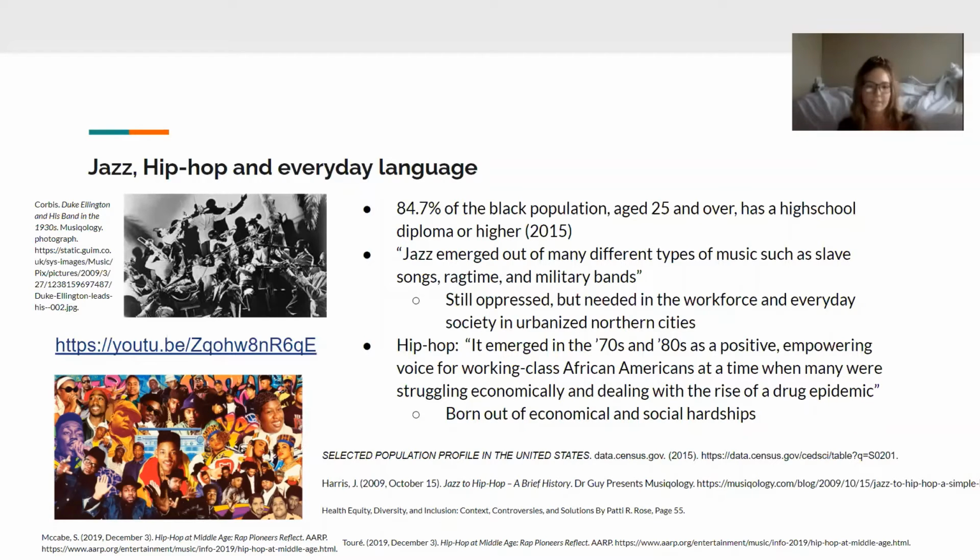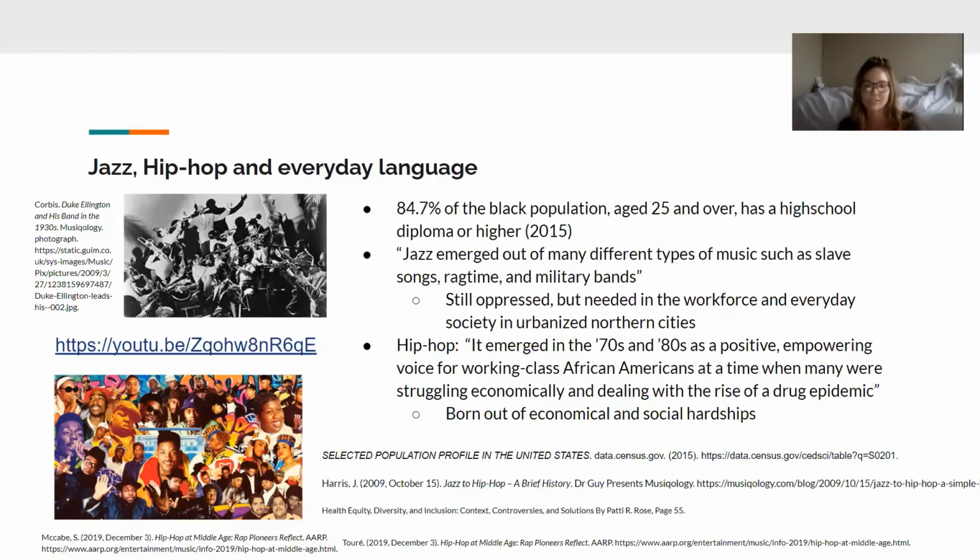As you see in the picture, this is Duke Ellington and his band in the 1930s. So this is a time that the African Americans were still very oppressed, but really they were needed in the workforce and everyday society. This is when they moved from southern cities more into urbanized northern cities where they were needed and working in factories and stuff like that.